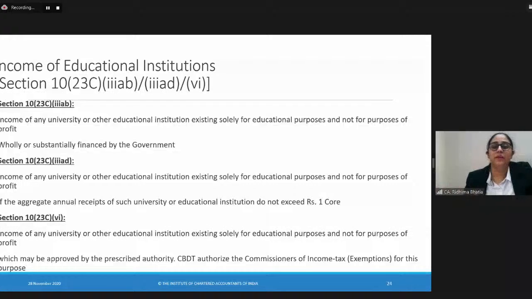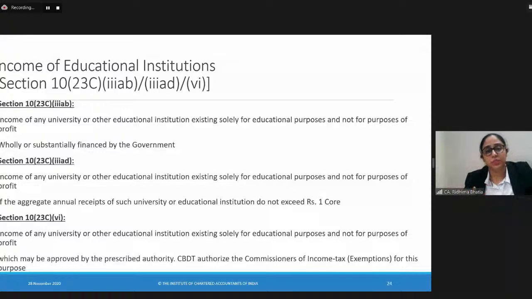But if I'm not financed by the government, but I am an educational institution and I exist only for the purpose of education and I do not have profit motive, and my aggregate annual receipts are less than 1 crore, then under section 10 clause 23C sub clause 3AD, my income would be exempt fully. I'm an education institution.